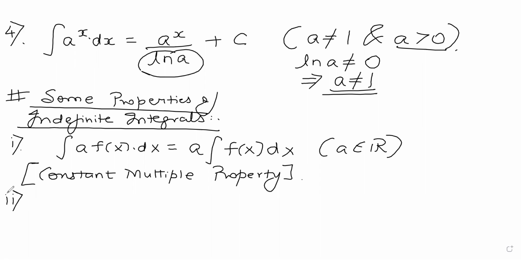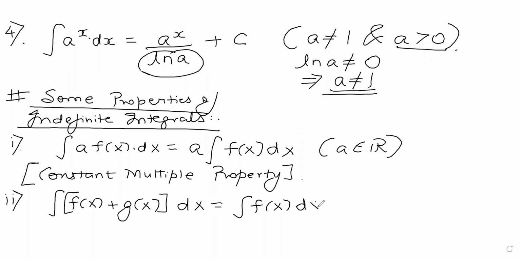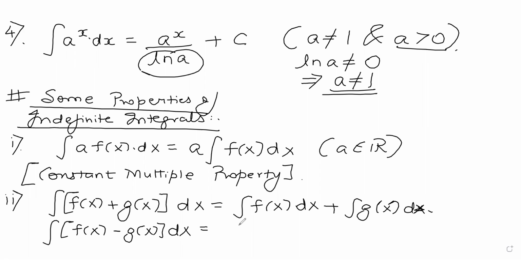Second property: integral of a sum is the sum of integrals. So integral of f of x plus g of x times dx is equal to integral f of x dx plus integral g of x dx. Similarly, guys, I can write integral f of x minus g of x dx is equal to integral f of x dx minus integral g of x dx. Hoping students have understood this.